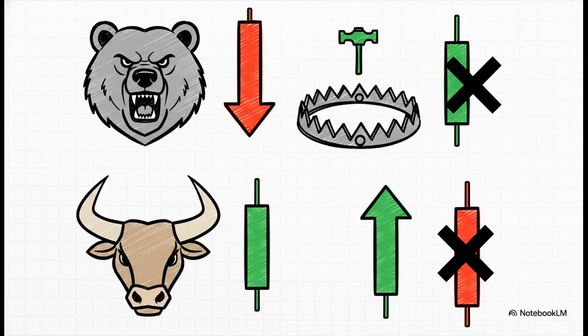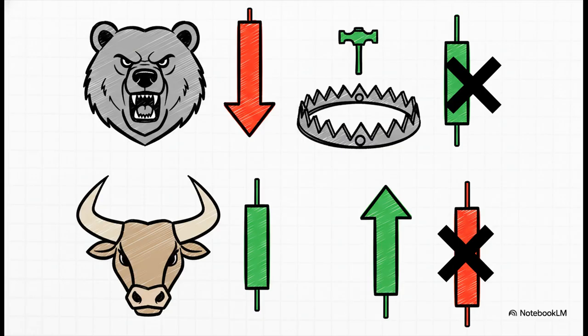Okay, so we've got our shapes, but remember what we said earlier? Shapes without context are traps. So enter the Commitments of Traders, or COT report. This is a weekly government report that shows us exactly where the really smart, heavy-hitting institutional money is positioned.